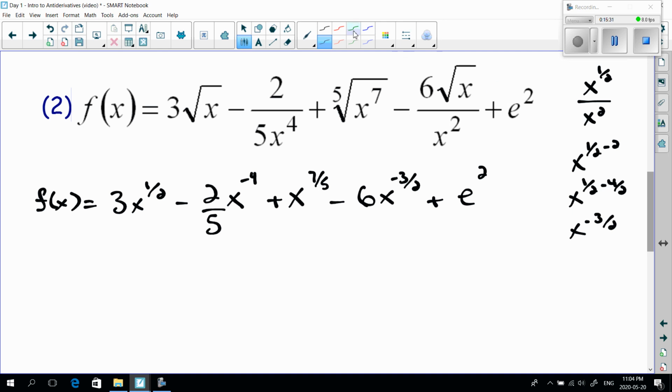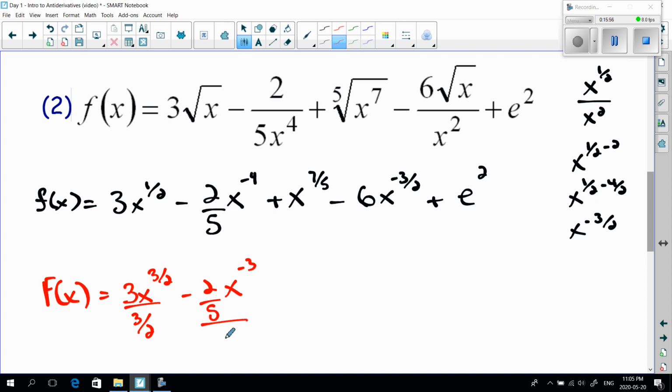All right? So now I can do the antiderivative. The antiderivative of little f of x is capital F of x. I'm going to add 1 to the exponent. 1/2 plus 1 gives me 3 over 2. And now I divide by 3 over 2. Minus 2/5 x to the negative 4 plus 1 is negative 3. I'm going to divide that by negative 3. This would become x to the 7 over 5 plus 1, plus 5 over 5 is 12 over 5. And I'm going to divide by 12 over 5.